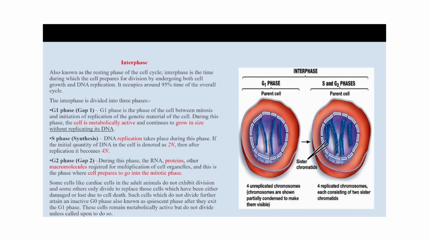Next phase is G2 phase. So what happens during G2 phase? We can say this is the preparatory phase before mitosis, where the cell prepares to go into the mitosis phase. In this G2 phase, the number of organelles and the number of chromosomes are doubled and the cell is ready for the division.